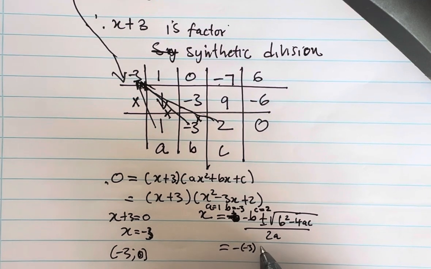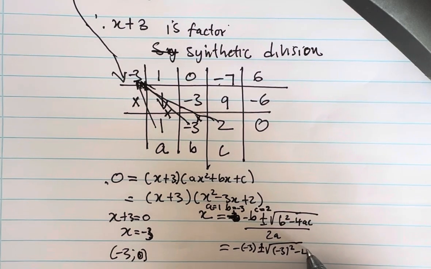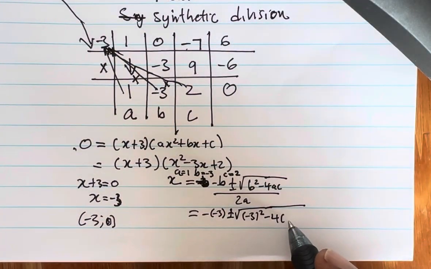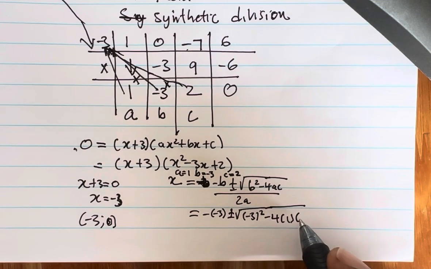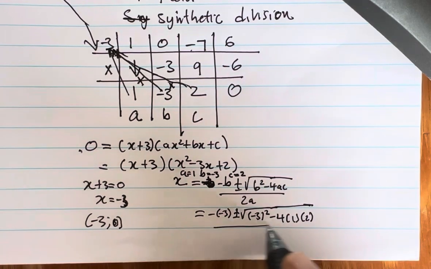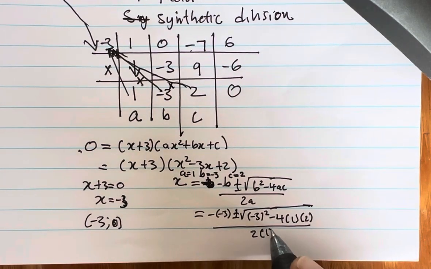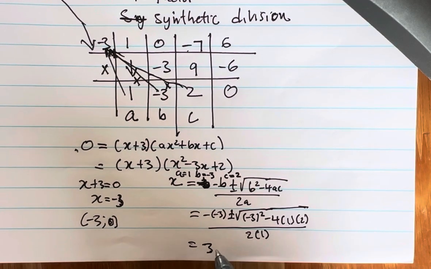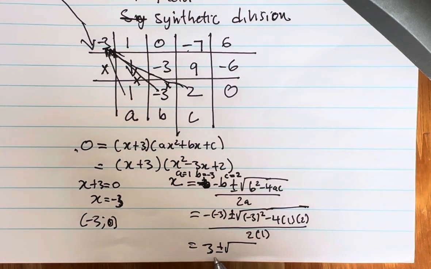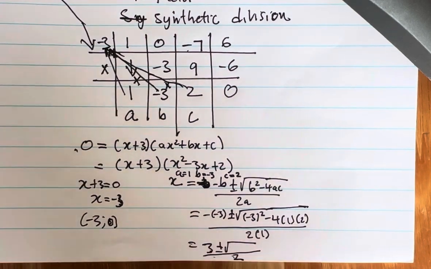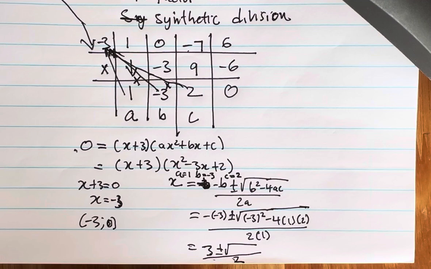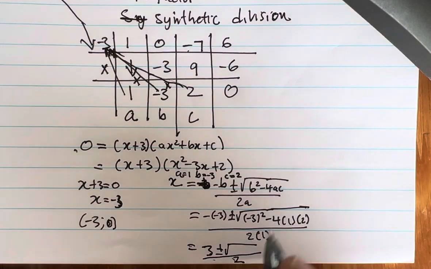Negative into -3 plus or minus the root of -3 all squared minus 4 into 1 multiplied by 2, all divided by 2a, which is 2 times 1. So we have positive 3 plus or minus the root of, all divided by 2. 9 minus 8. 9 minus 8 is 1.